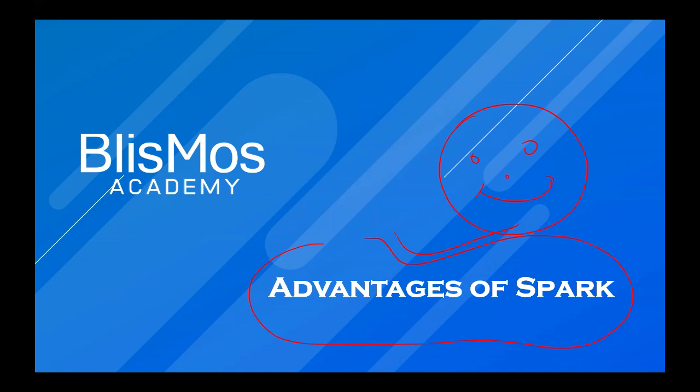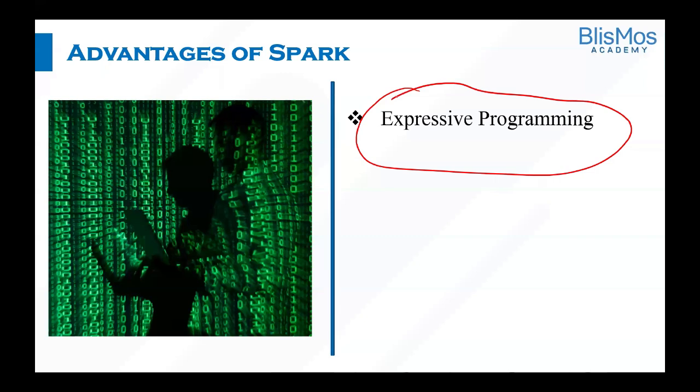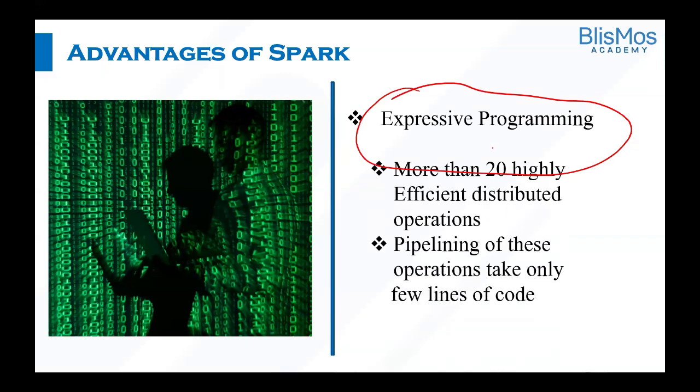Wonderful. So let us look at them one by one. One of the very important aspects of Spark is that it is an expressive programming language, meaning it has more than 20 highly efficient distributed operations. You can pipeline them one after another to perform the data processing task. For example, there are operations for filters, aggregations and statistical functions, and those operations can be stringed together.